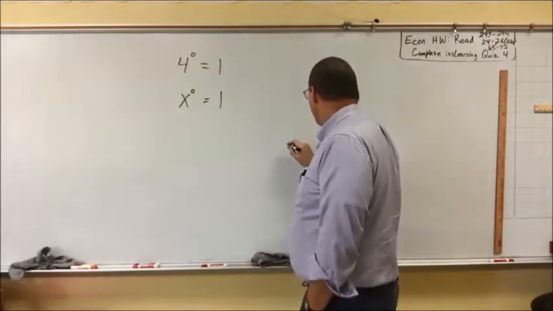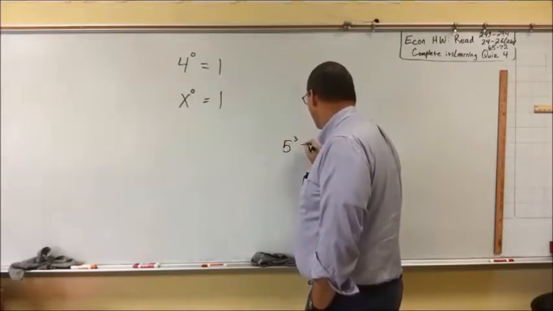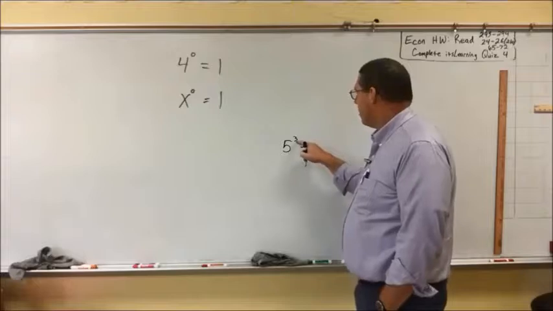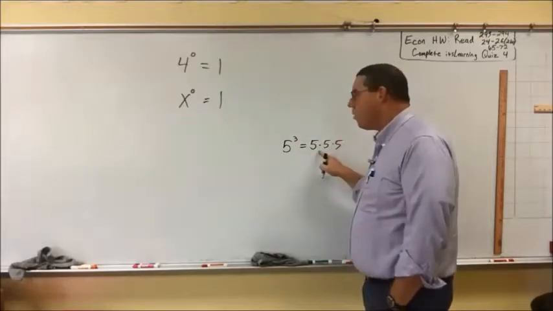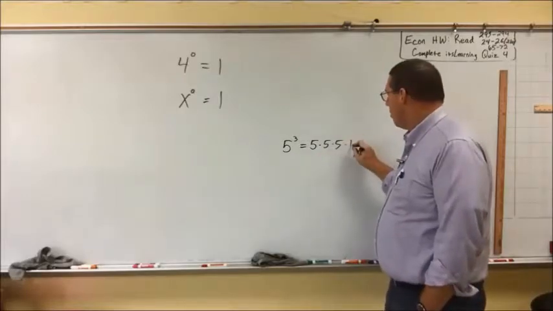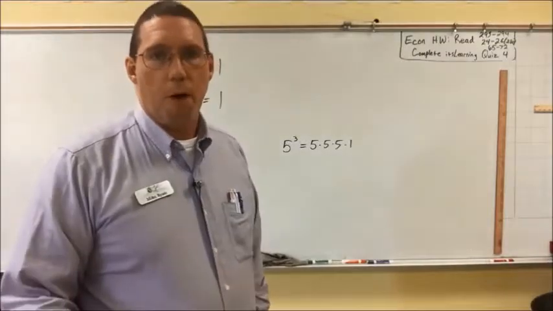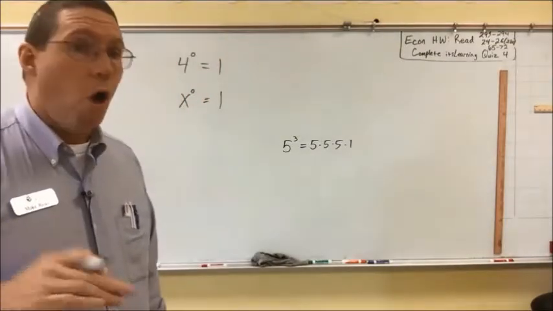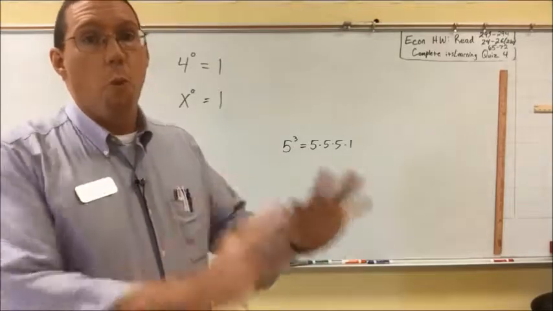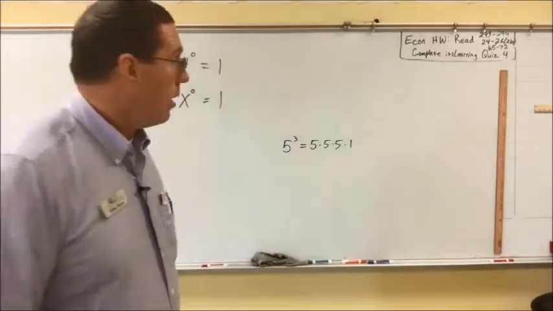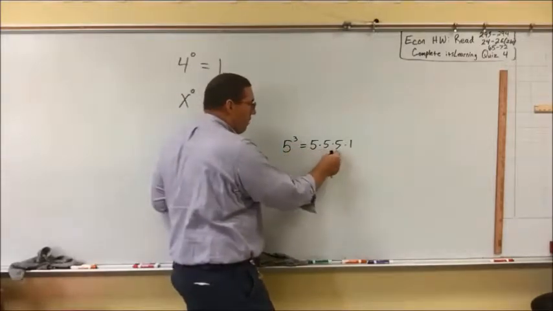Remember, I showed you an example a few minutes ago where it was 5 to the 3rd power, and we said that that means 3 5s. So that's 5 times 5 times 5. But I also told you that there's also a 1. Every multiplication problem always has a 1. All products are always being multiplied by 1. There's always a 1 included in there. Okay? So, 5 to the 3rd power is 3 5s, 5 times 5 times 5 times 1.